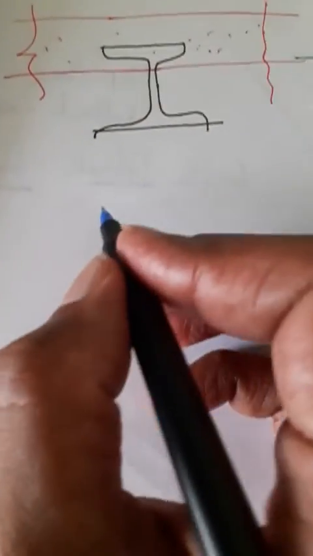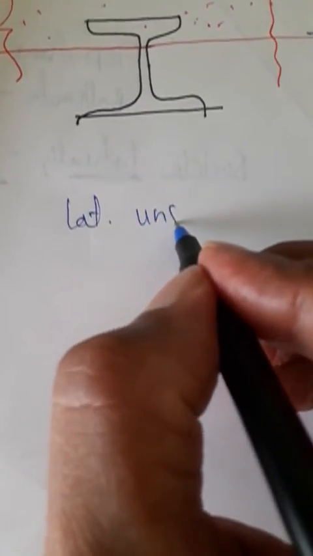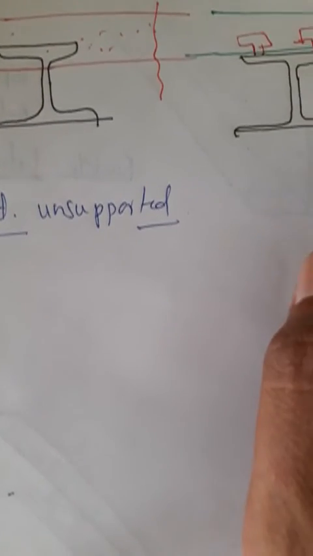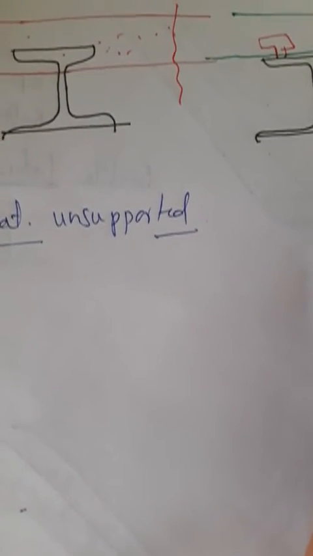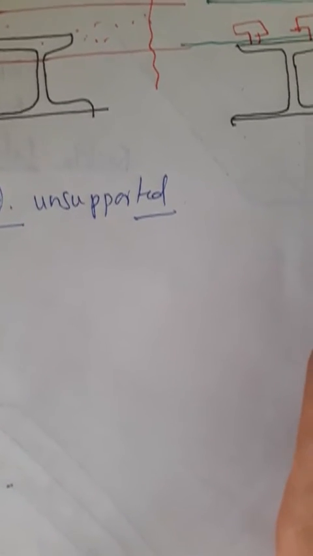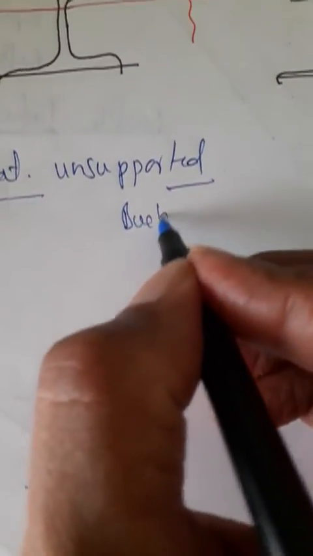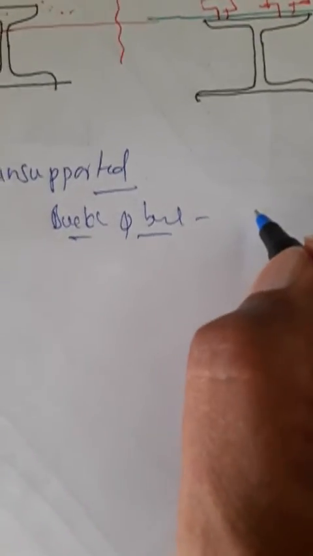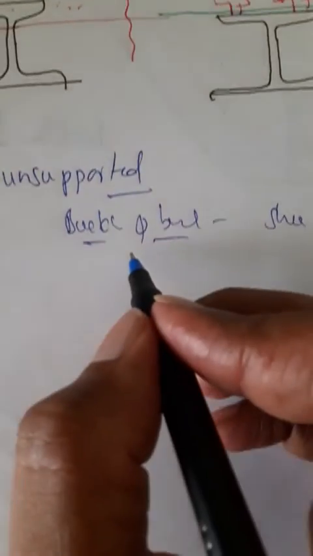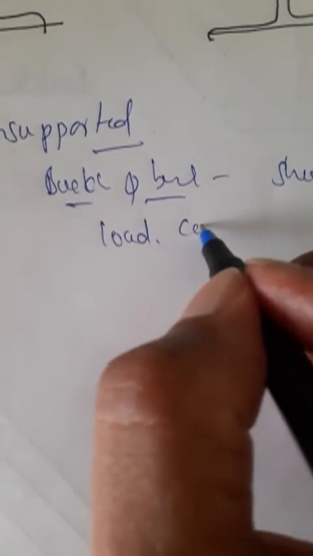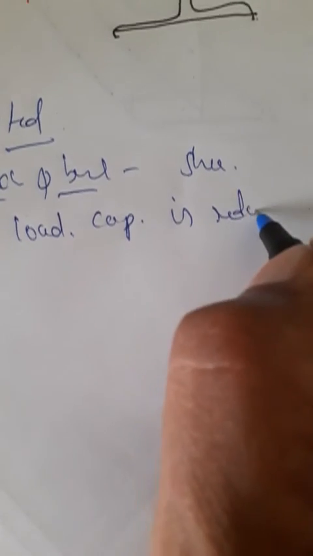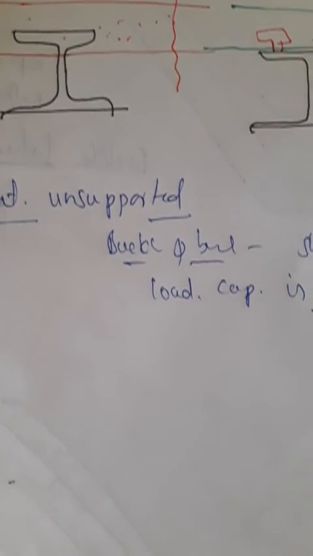Next type of beam is laterally unsupported. When the top flange is not laterally supported, it is called a laterally unsupported beam. So usually along with bending and shear, it also undergoes buckling. Hence, its load carrying capacity is reduced because lateral buckling is introduced in laterally unsupported beams. Hence, its load carrying capacity is greatly reduced.